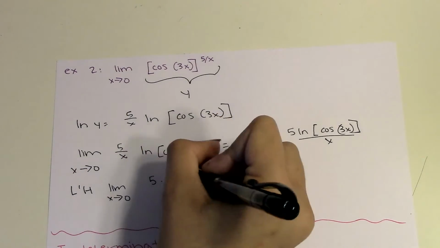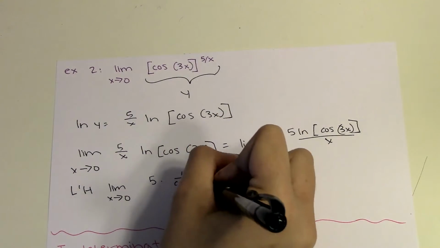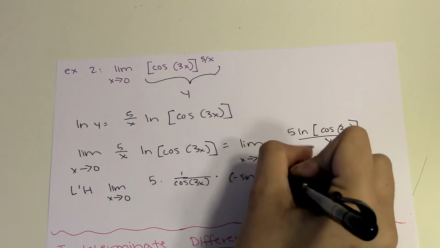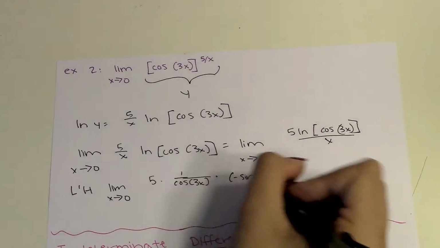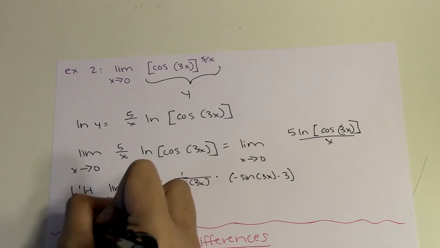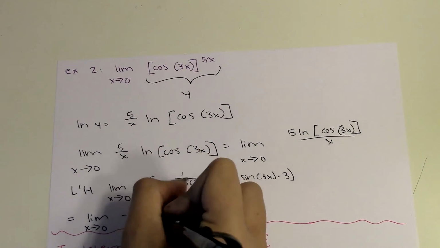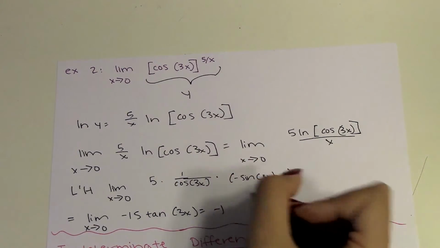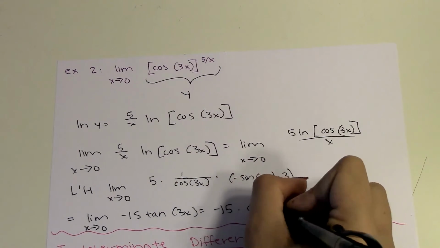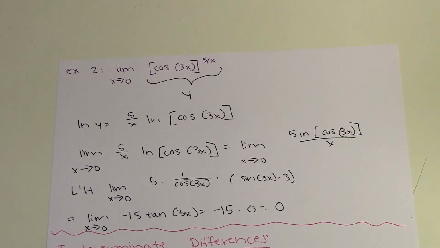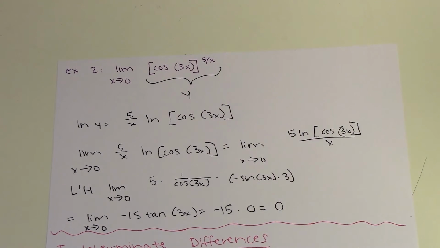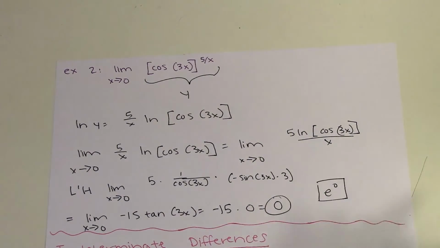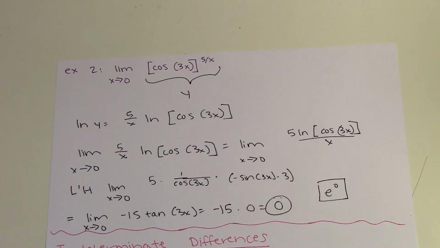and find the derivatives with chain rule. And this can be simplified to the limit as x goes to 0 of -15 tan 3x, which if we plug in 0 for x will just give us -15 times 0, which is equal to 0. But since we found the limit of ln of y, not y, we take whatever we got and make that the exponent of e, and that will give us our answer.